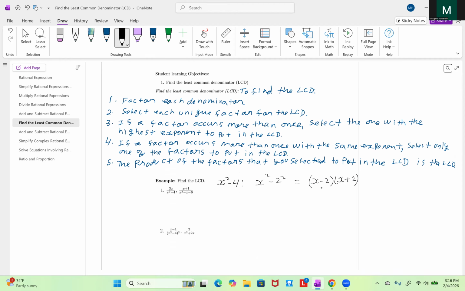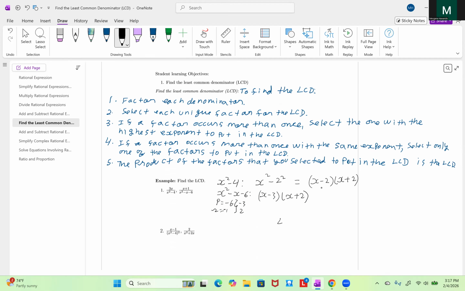The denominator for the second fraction is x squared minus x minus 6. Find two numbers whose product is -6 and whose sum is -1. -3 times 2 is -6. -3 plus 2 is -1. So this factors into x minus 3 and x plus 2.